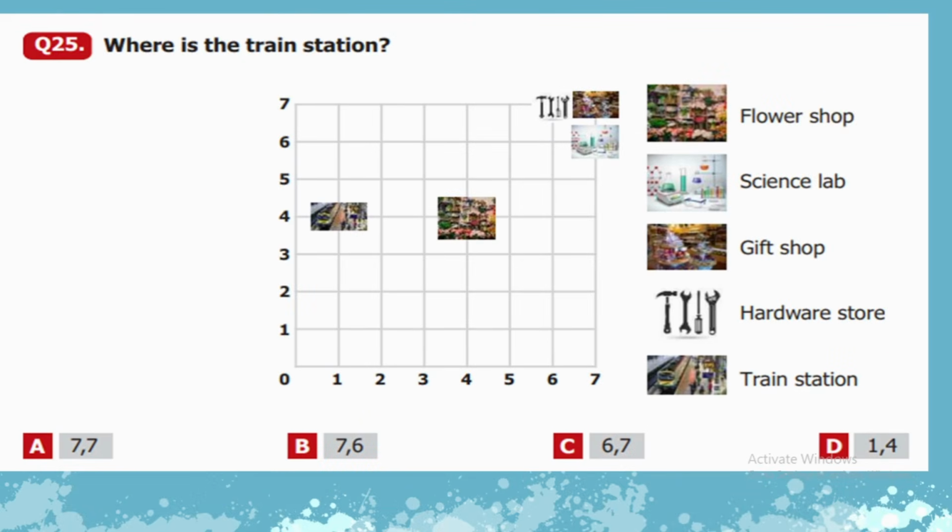Question number 25, where is the train station? First of all, we can identify the picture of the train station. It's over here. Now we have to find the position of this train station. We will start from our x-axis. On the x-axis, it's at 1. If we go towards the x-axis, it's 1, comma, and when we go towards our vertical side, which is the y-axis, it is at 4. So D is our correct option over here, which is 1, comma 4.